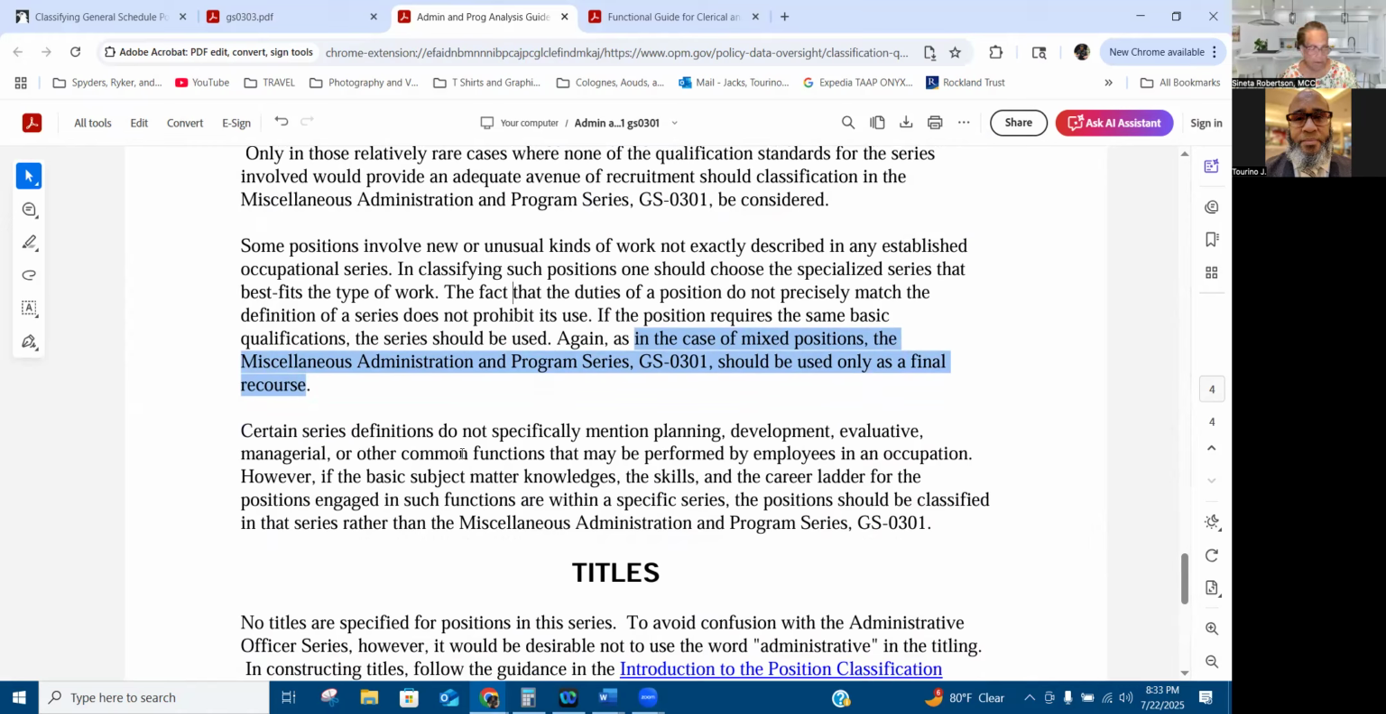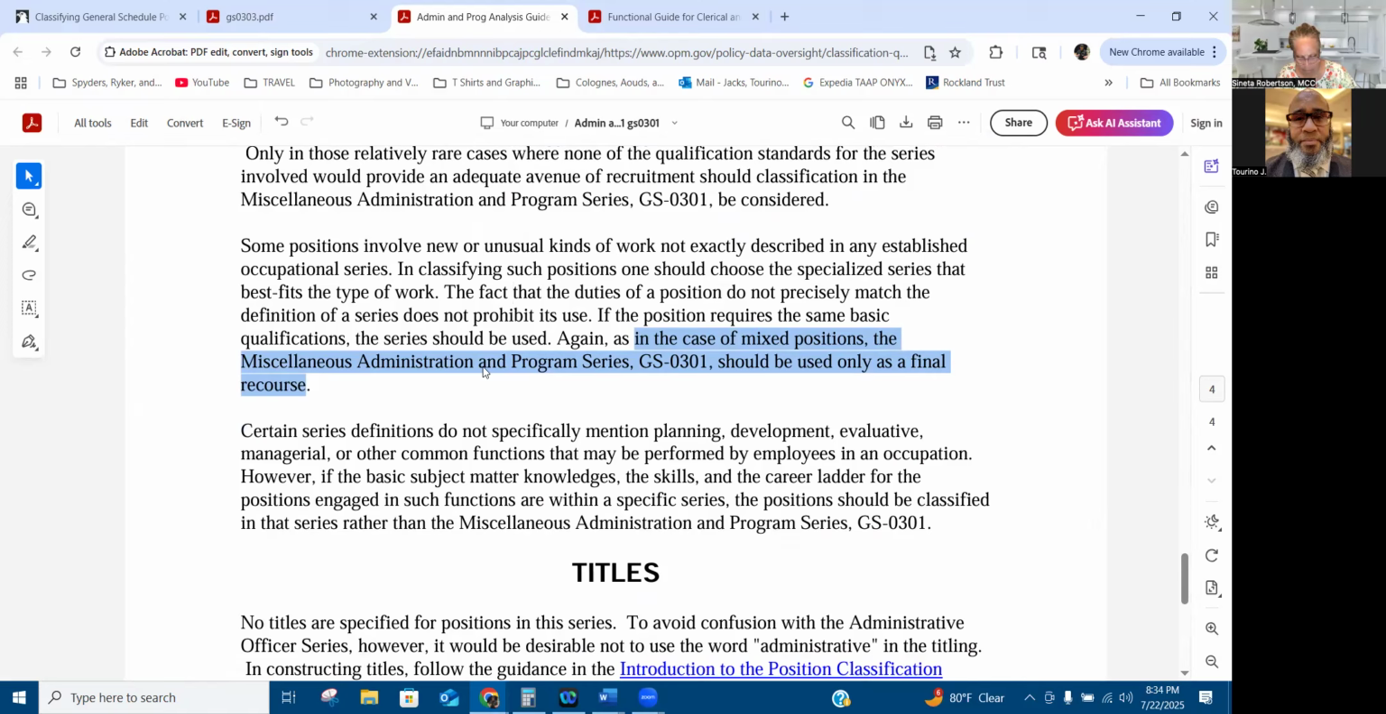Certain definitions do not specifically mention planning, development, evaluative, managerial, or other common functions that may be performed by employees in an occupation. However, the basic subject matter, knowledge, skills, and career ladder for positions engaged in such functions are within the specific series. This should be classified in the series rather than the miscellaneous administrative series.